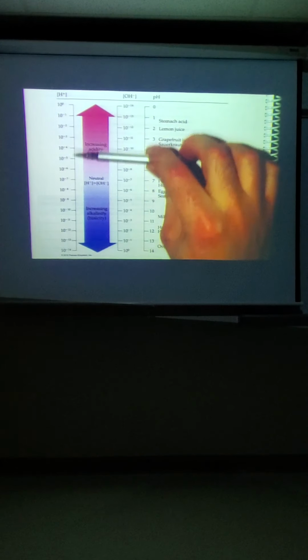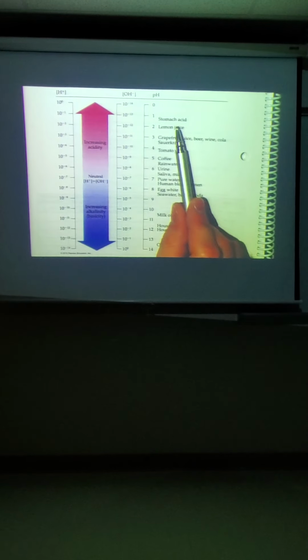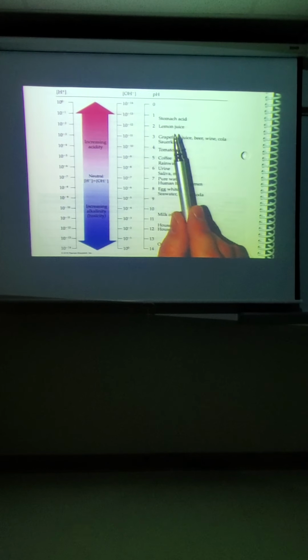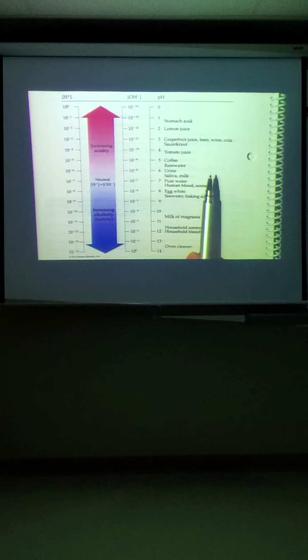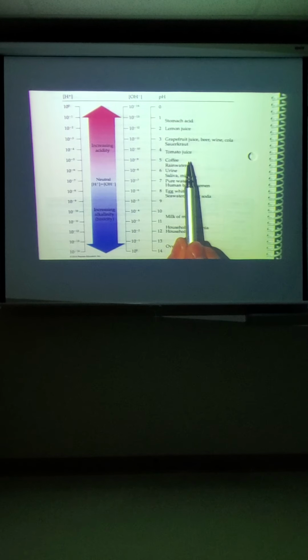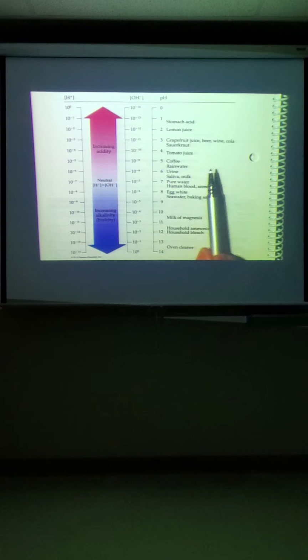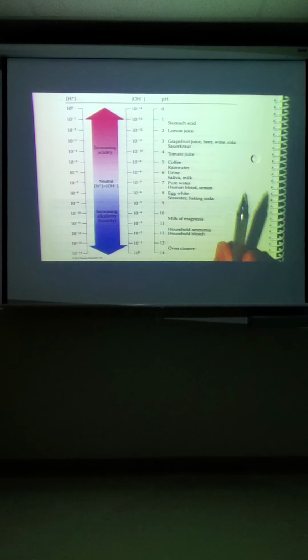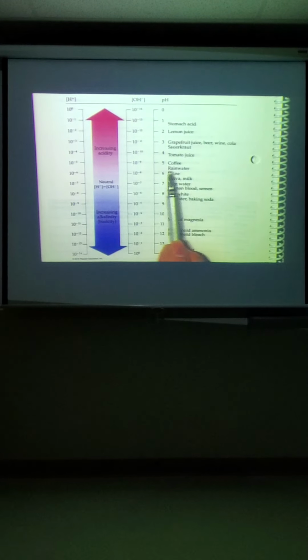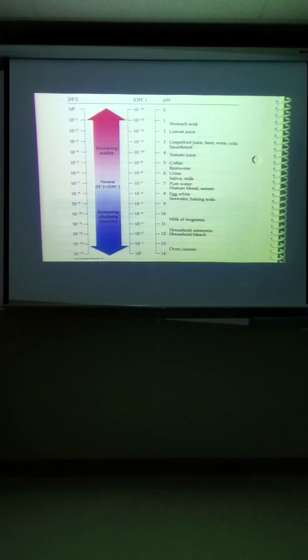Definitely a low pH is very acidic, so there's our stomach acid. Lemon juice has got that citric acid, very acidic, and things that are also very sour, very acidic, so grapefruit juice, beers, wines, colas, coffees, a lot of things that are bad for your teeth. Your dentist doesn't like you to drink a lot of these because they dissolve the enamel on your teeth. Rainwater is very acidic because it dissolves carbon dioxide to make carbonic acid.